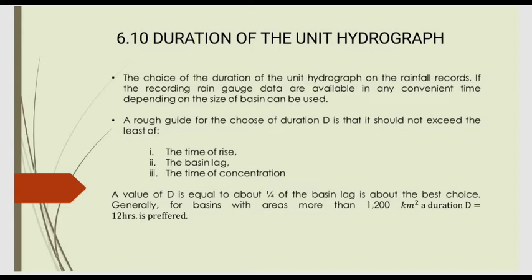The rough guide for the choice of duration D is that it should not exceed the least of the time of rise, the basin lag, and the time of concentration. A value of D equal to about one-fourth of the basin lag is about the best choice. Generally, for basins with area more than 1,200 kilometers squared, a duration D equal to 12 hours is preferred.